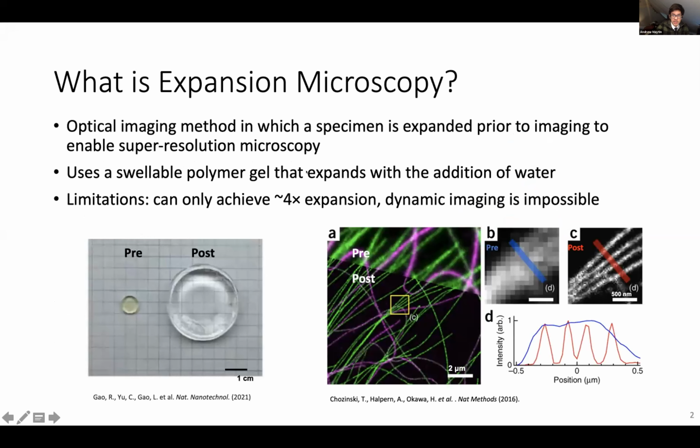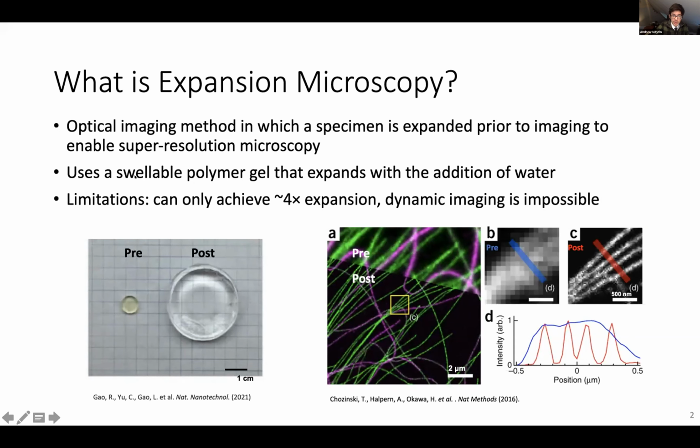So what is expansion microscopy? Expansion microscopy is a pretty new technique discovered in 2015. It's an optical imaging method in which a specimen is expanded prior to imaging to enable super resolution microscopy. The nice thing about optical imaging methods is that they're usually really compatible with biological specimens. And having an optical imaging method that's also super resolution is really powerful.